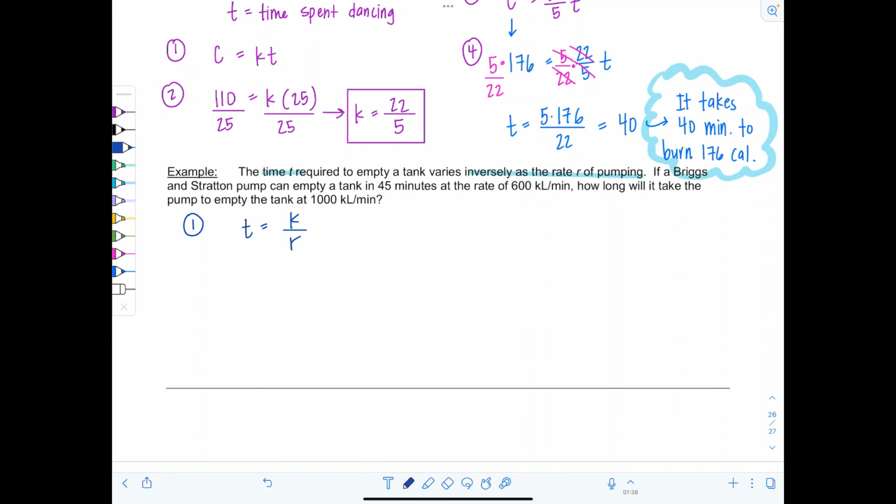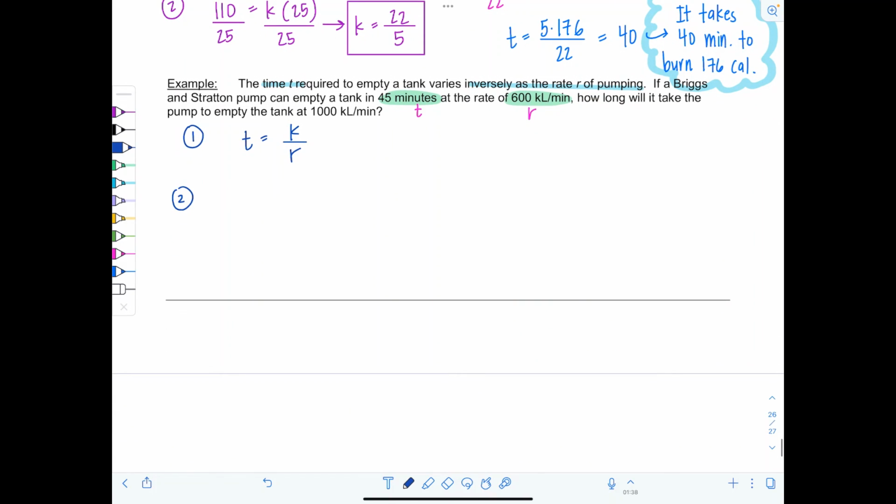Good. If a Briggs and Stratton pump can empty a tank in 45 minutes, that represents T, at a rate of 600 kiloliters per minute. That's R, that's my rate. How long will it take the pump to empty the tank at 1,000 kiloliters a minute? Okay, we'll worry about that later. Let's get K now. So step 2.